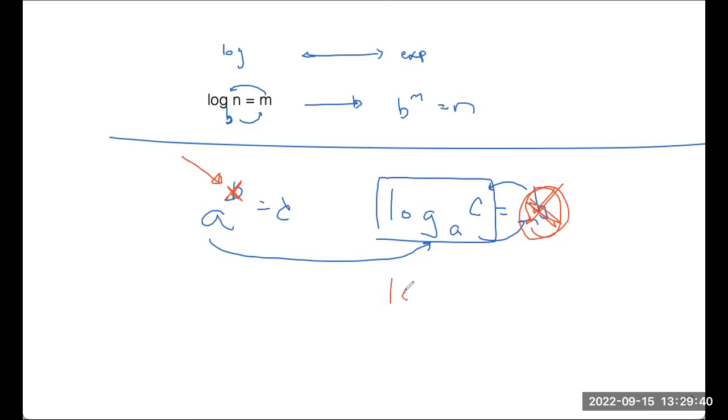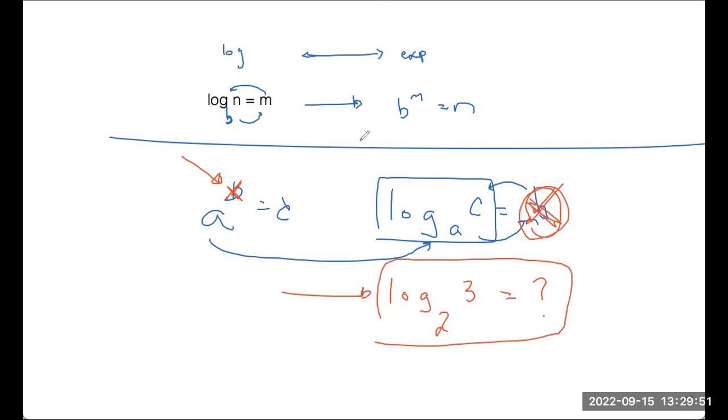So just like earlier, if I had a log and I was looking for 2 to what power would give me 3? This is actually something that's hard for us to calculate in our head. We would need to use a calculator in these situations to help us estimate and get those decimals, okay?